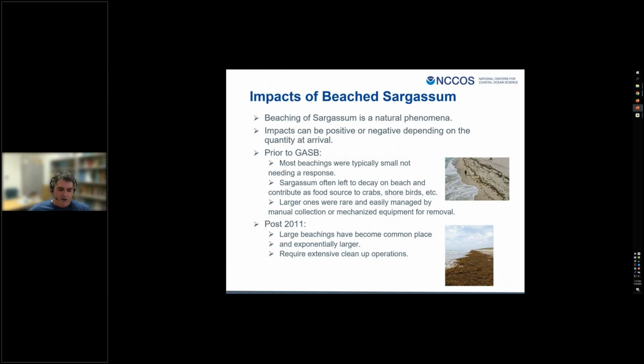Now, every so often, there will be larger events that would actually require removal. However, this could be easily done either manually or with small mechanized equipment. Again, growing up in Puerto Rico, I can attest that these relatively large events were few and far between. Post 2011, things are now quite the opposite. Extreme large inundation events are commonplace and they always require a major cleanup operation.